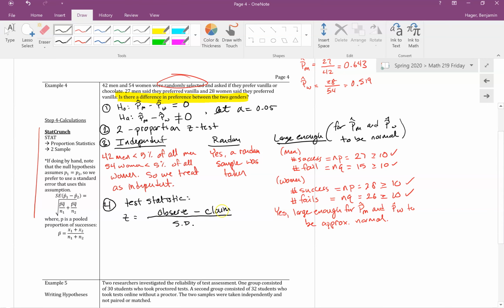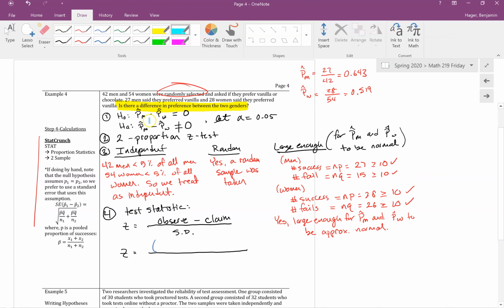It's just that these things have now gotten a little bit uglier. Because what I observed was the difference in these two sample proportions. So I observed a difference of, again, I'm looking at the percentage of men minus the percentage of women. So I'm looking up here at my sample proportions or percentages I found. So I observed 0.643 minus 0.519 to be the difference in those two percentages or proportions. The claim is that there is no difference between them. So the claim is 0. All right.